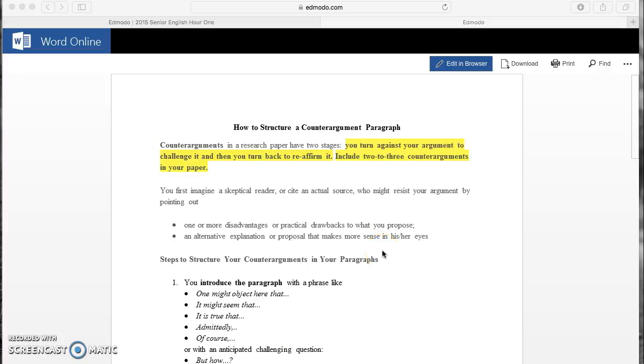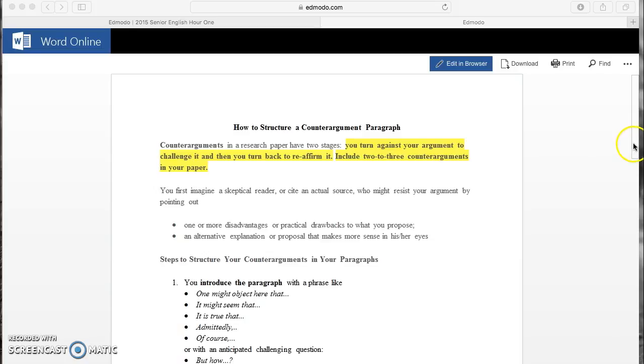Okay, gang, this quick video is going to show you how to structure counterargument paragraphs in your research paper. Now, basically, gang, counterarguments are claims from the opposing point of view toward your particular thesis statement. It's anything that somebody would say to you in a debate that was disagreeing with your position on this issue.